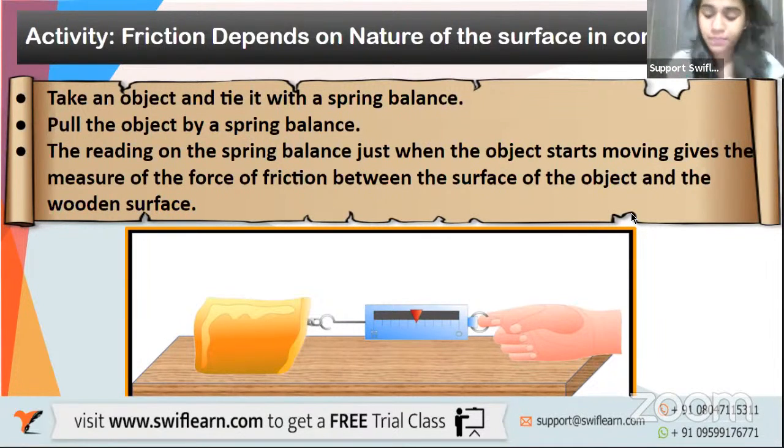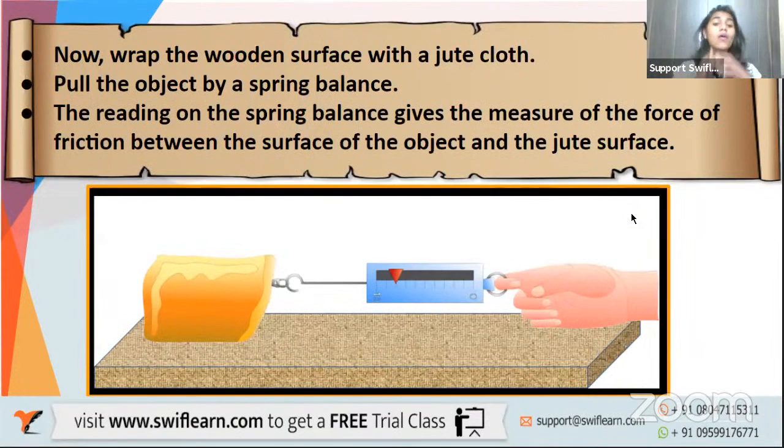Now, that was the first case. I put an object, took a spring balance, pulled it, and noted down the frictional force. In the second case, I am taking a jute cloth. Jute cloth is a very rough cloth, right? So I'm covering this smooth table with this hard jute cloth. Now I am placing the wooden block, tying it with the spring balance and pulling the spring balance.